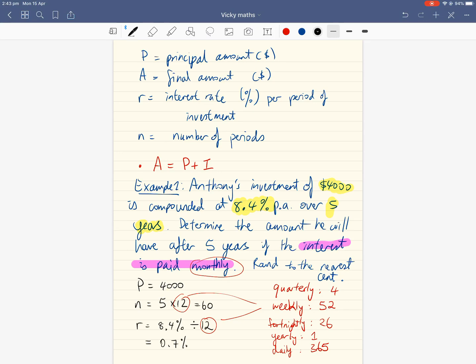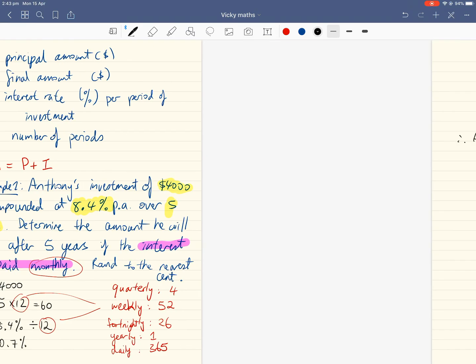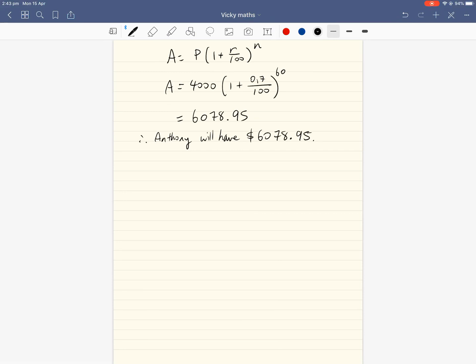So make sure you read the question carefully. See if the interest is accrued monthly, weekly, yearly, whatever it is. You've got to take account of it by multiplying or dividing by the number of those periods in a year. That's pretty much it for compound interest. So to-do list. That's it. Have fun.